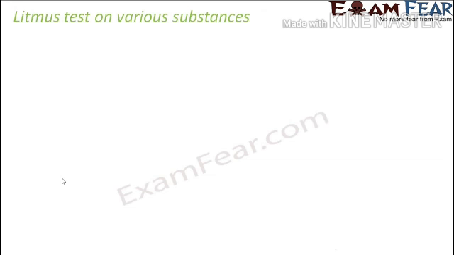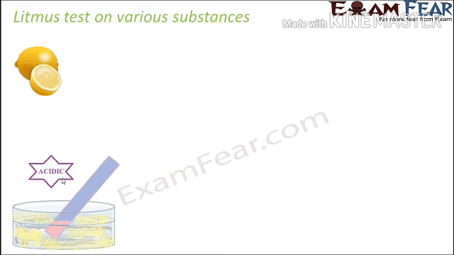So let us see what happens when this litmus test is performed on various substances. So we spoke about a lot of substances which are acidic or basic or neutral in nature. Let's see what are the results of the litmus test on those substances. So first let's take example of the lemon. So lemon contains citric acid, so it is acidic in nature.